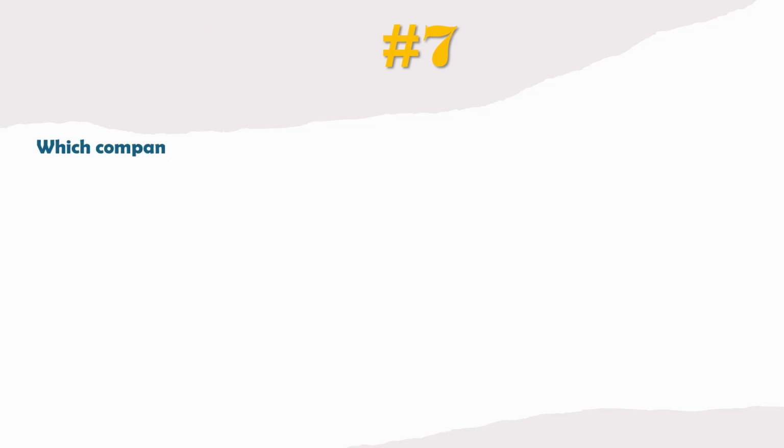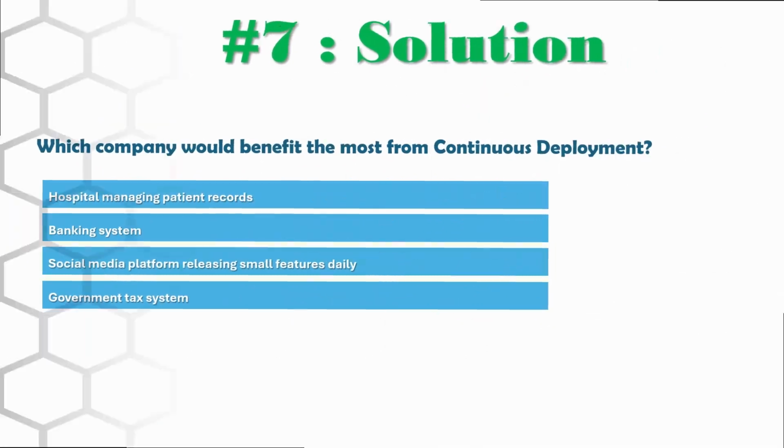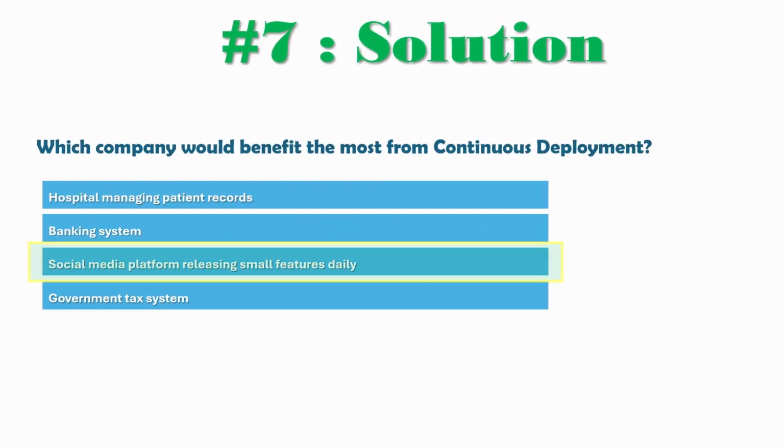Which company would benefit the most from continuous deployment? The answer is C. Social media platform releasing small features daily. Social media platforms frequently release small updates, bug fixes, and UI improvements. So automatic deployment allows users to receive these updates immediately.